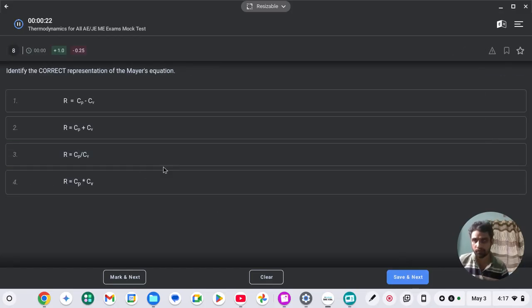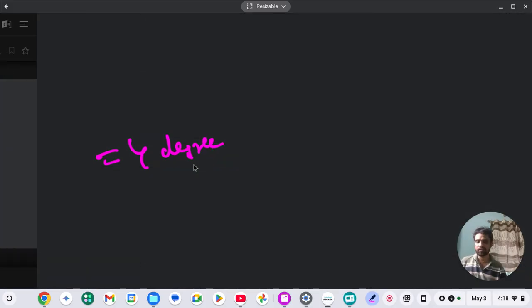Next, identify the correct representation of the Mayer's equation. R is Cp minus Cv. Cp by Cv is gamma, and gamma is related to the degree of freedom.